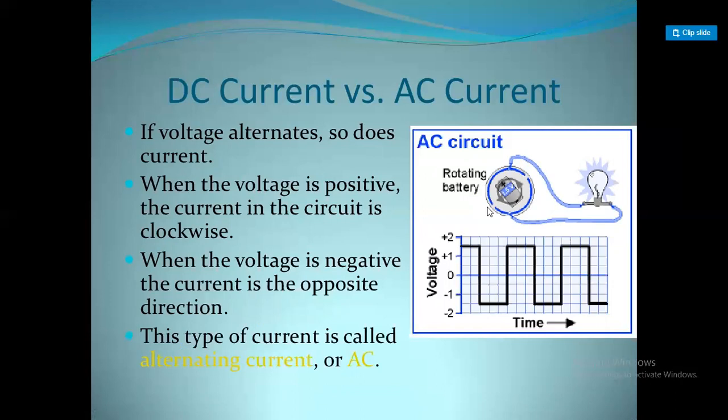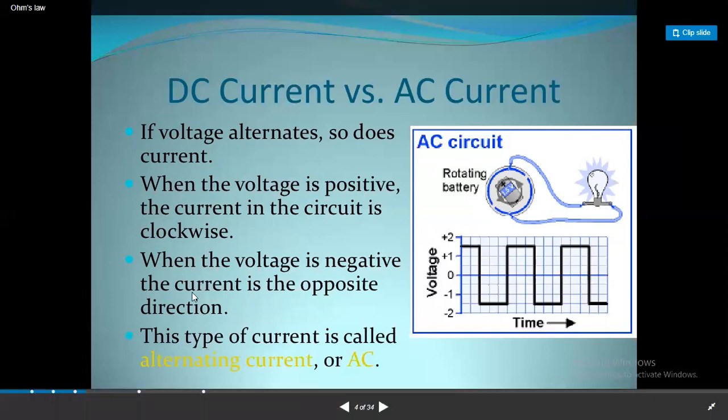But it happens very fast. That is why we cannot identify the direction changes from a light bulb, right? Then what you can get here is when the voltage is negative, the current is in the opposite direction. That's the fact we have given. This type of current is called alternating current or AC.